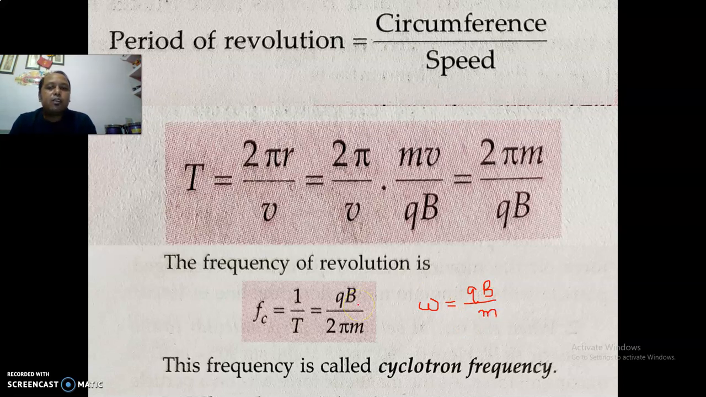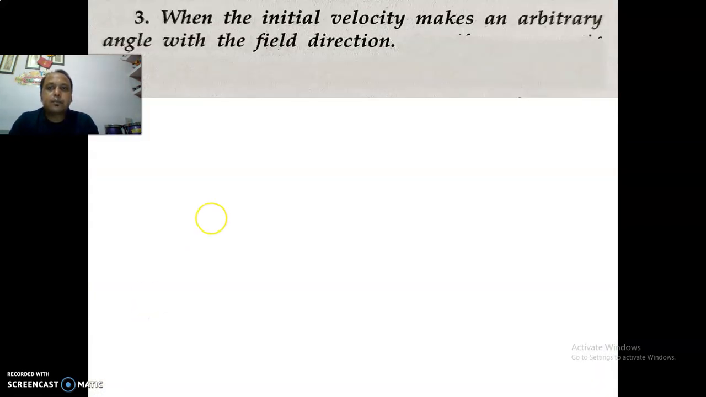So this is the value of angular frequency. Okay, so I hope this is very clear to you. So next is the third condition that we are going to discuss, that is when the initial velocity makes an arbitrary angle with the field direction. That is, suppose we consider an angle theta.